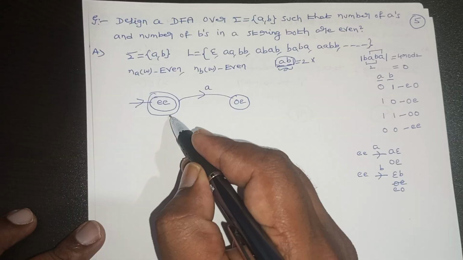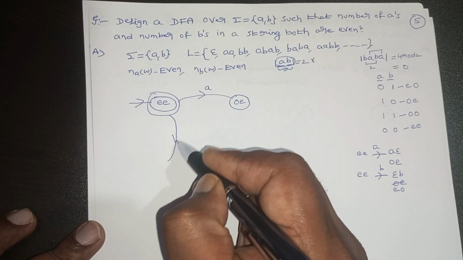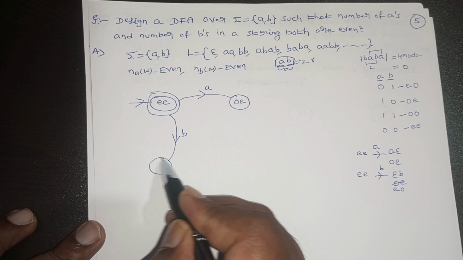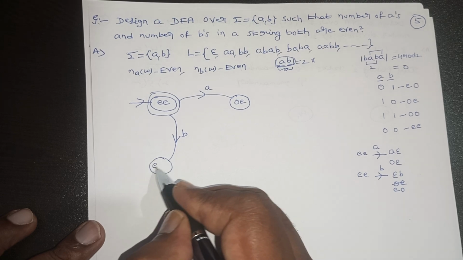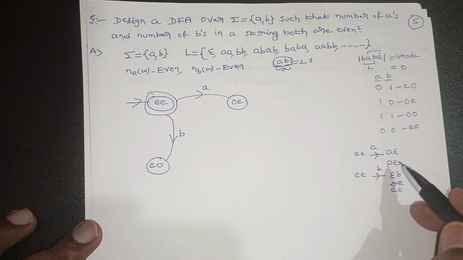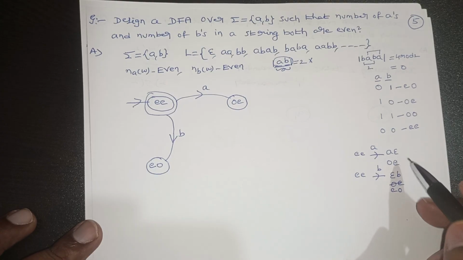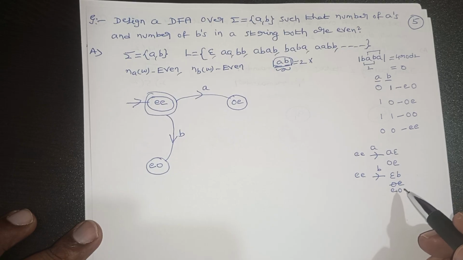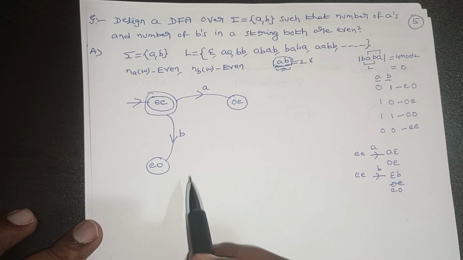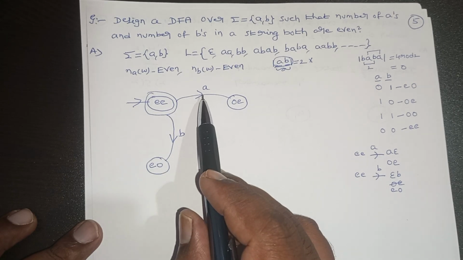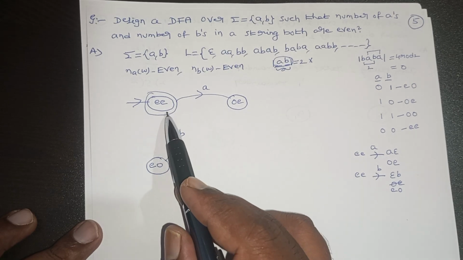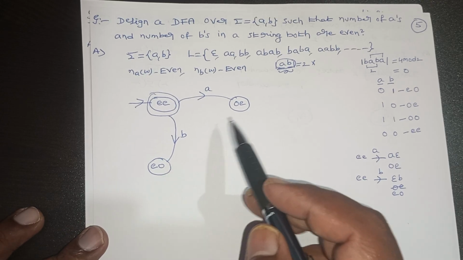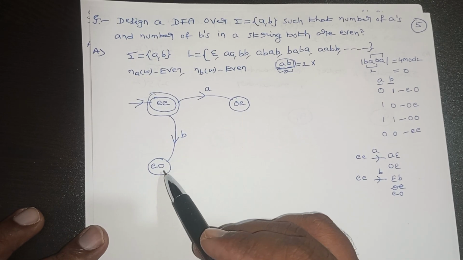Like this I am taking on B. So what is the state name? The state name is EO. Odd number of A's, even number of B's; even number of A's, odd number of B's. Now EE on A, the edge is formed. EE on B, the edge is formed. Now what I have to do? I have to form the edges OE and then EO.